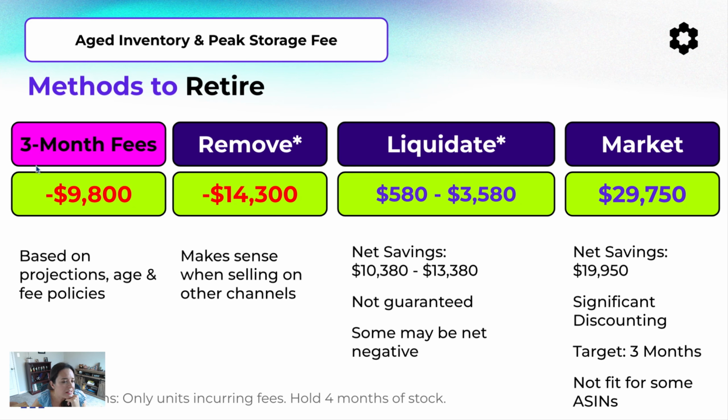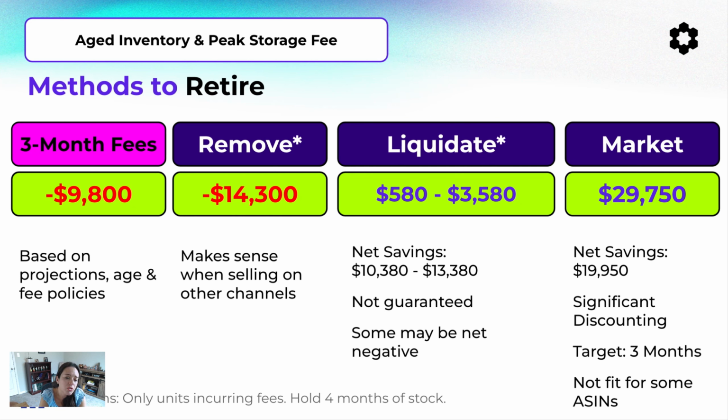If we're looking at a 3-month projection, we say, okay, in the next 3 months, these specific products are going to incur $9,800 in fees. We're just projecting it based on the aged inventory fees. And then we say, okay, if we remove this inventory, how much is it going to cost us? Because every single product is going to be charged a fee based on Amazon's structure. They look at the size and the weight of a product, and then they charge you per unit. And this can be really expensive if you've got a large product or a heavy product.